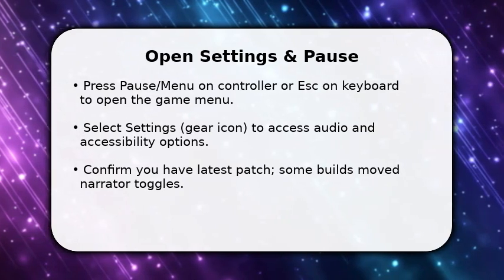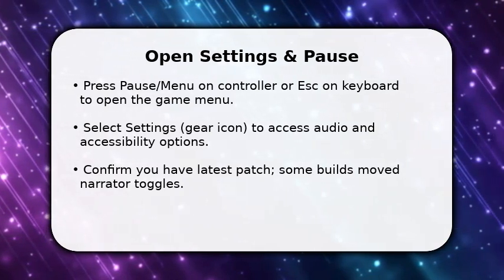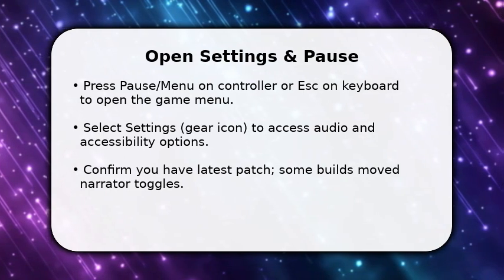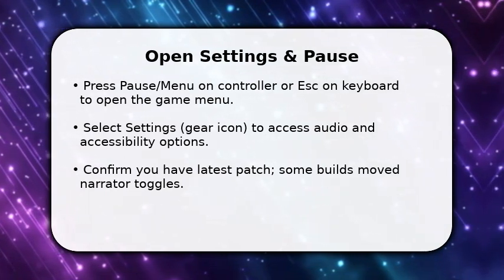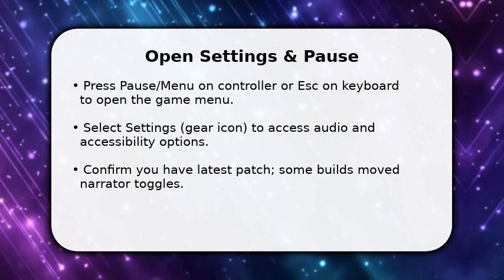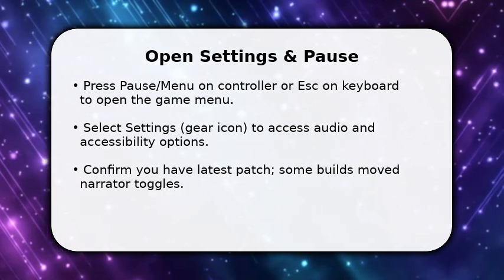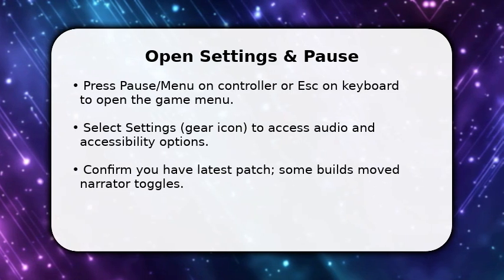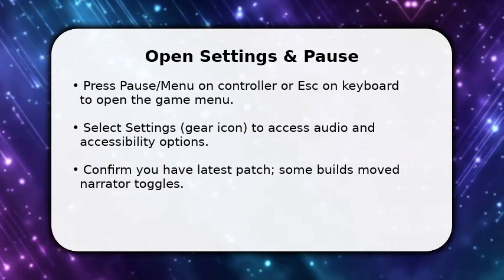Pause now and open Settings. Once in Settings, move straight to Audio or Accessibility. Mortal Kombat 1 places narration controls there to avoid clutter. Make sure you've installed the latest update, because developers sometimes shift the toggle between audio and accessibility.